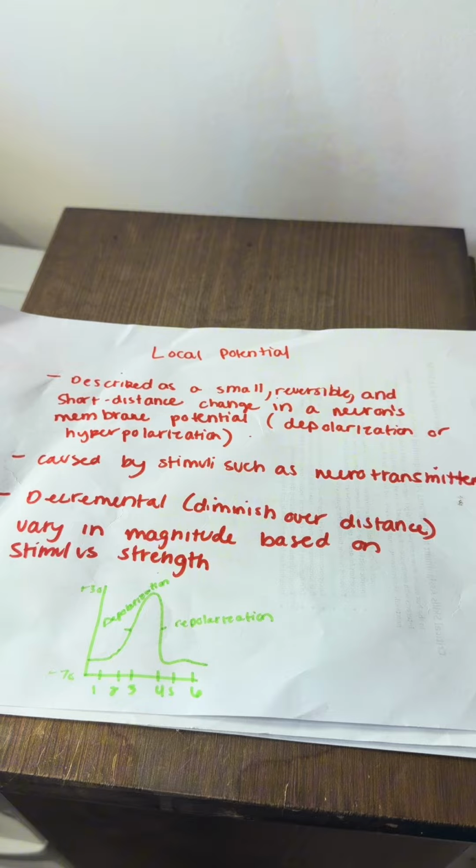We are going to start by going over local potentials. So local potentials are described as small, reversible, and short distance changes in a neuron's membrane potential. So either depolarization or hyperpolarization. And this is caused by stimuli such as neurotransmitters. These types of potentials are also decremental, so they diminish over distance or lose their power over distance, and they vary in magnitude based on stimulus strength.